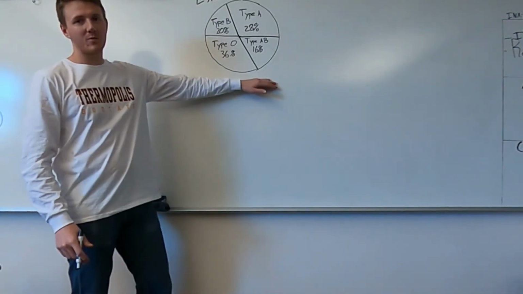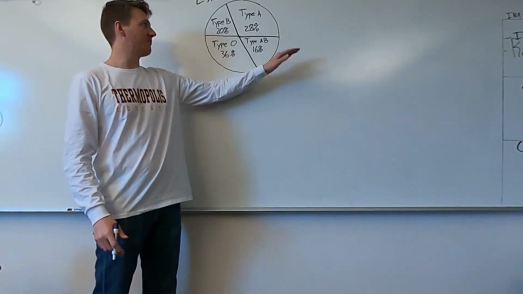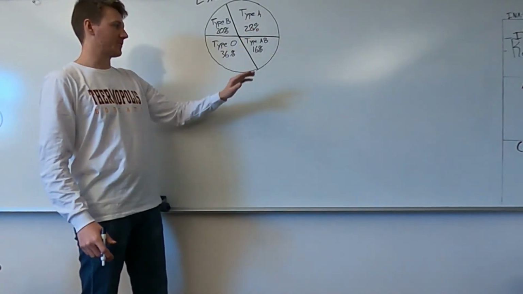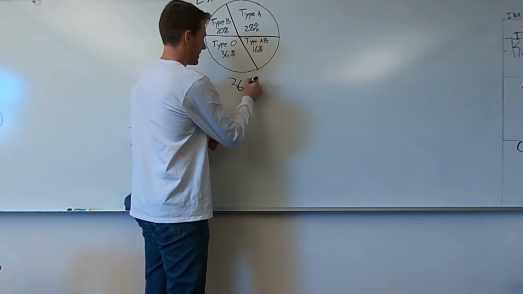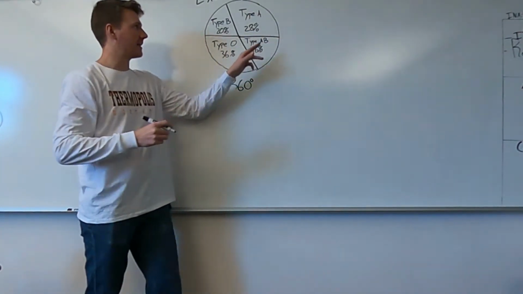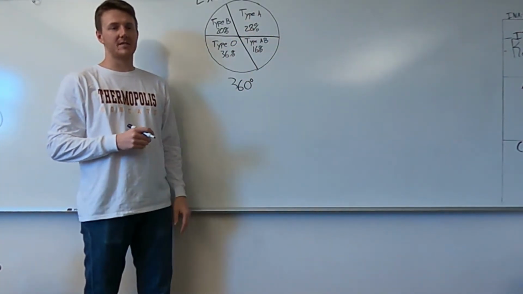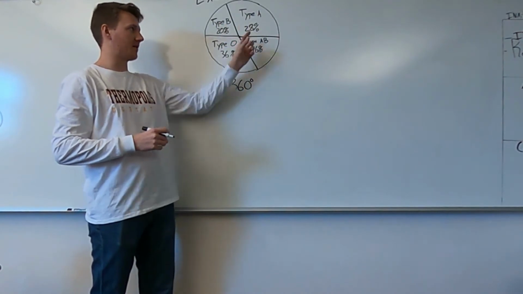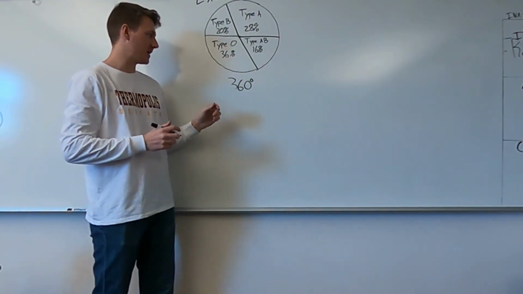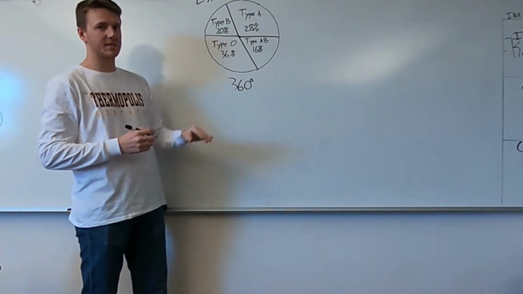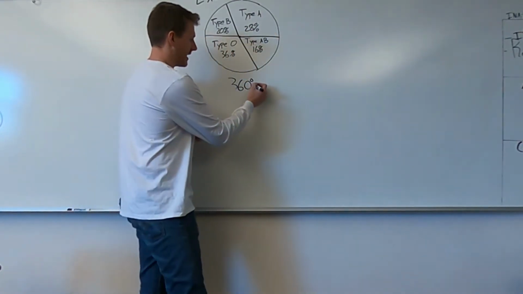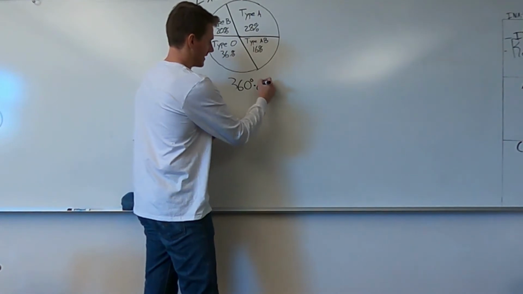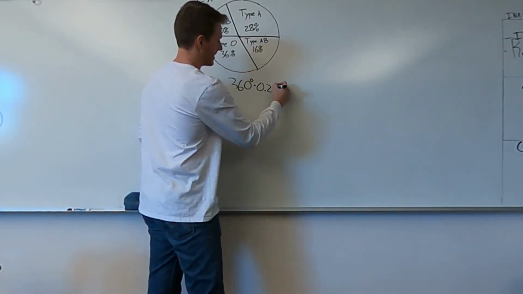In example 1, we're asked to find the central angle of blood type A. So recall, a circle has 360 degrees. And then we know that type A represents 28% of our entire circle graph here. So what we can do, we can take our 360 and multiply it by our 28%, which we have to write as a decimal. So we can write this as 0.28.